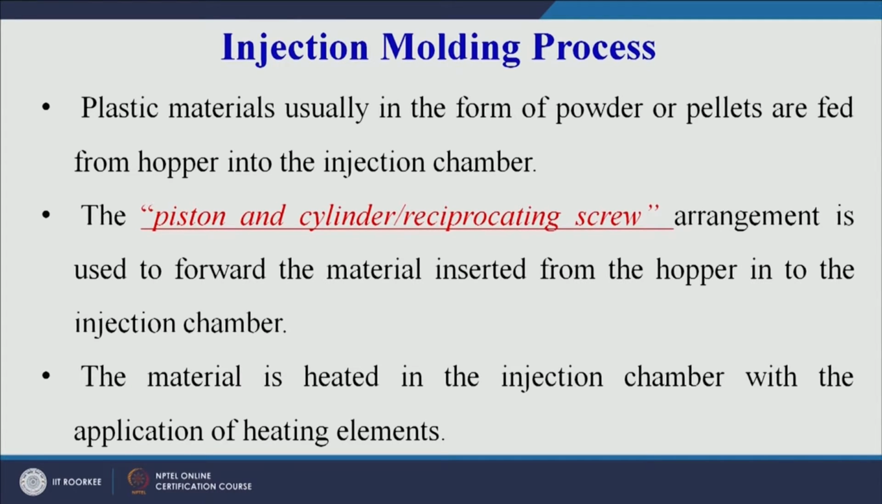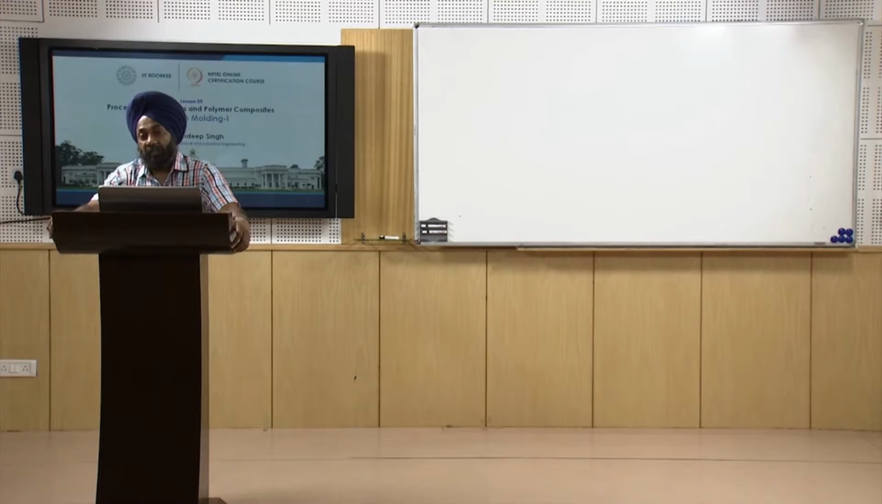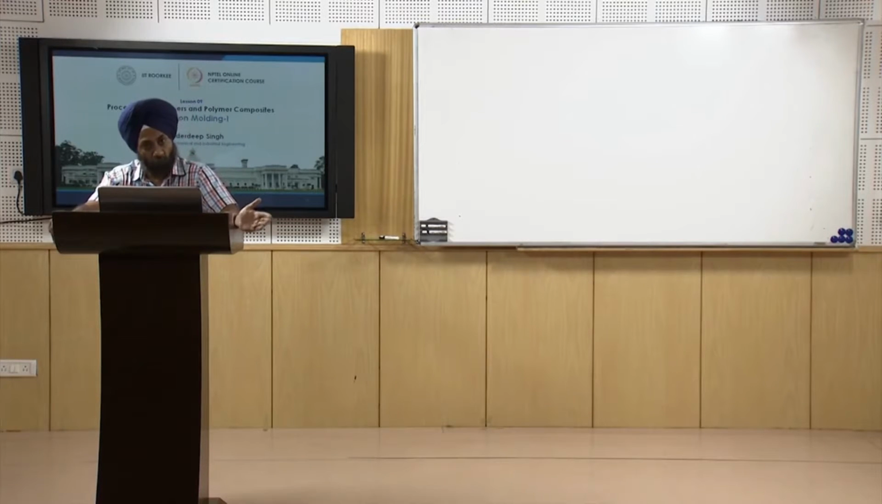The material is heated in the injection chamber with the application of heating element. So that also we have understood. The molten plastic material is then injected into the mold through the nozzle. That also we have understood, that first the raw material in the form of pellets or powders will come from the hopper, it will enter into the injection chamber. The injection chamber has a heating arrangement all through the periphery. Now because of the heat coming from the heaters, the pellets will melt, and this molten plastic will then be pushed either using a piston cylinder arrangement or using a reciprocating screw type arrangement, and this will be pushed through the nozzle.